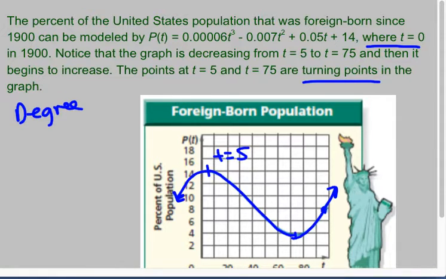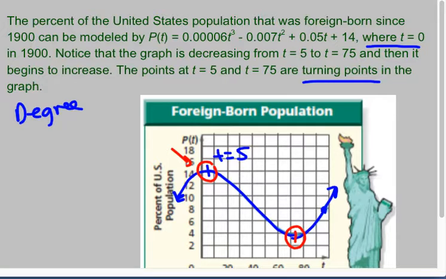A couple ways you can find degree: you can count the number of turning points. Here, this is what we call a relative maximum. That's one turning point. And right here, we have a relative minimum. It's the lowest point of the graph in that area. This is the highest point of the graph in this particular area. Those are called turning points.